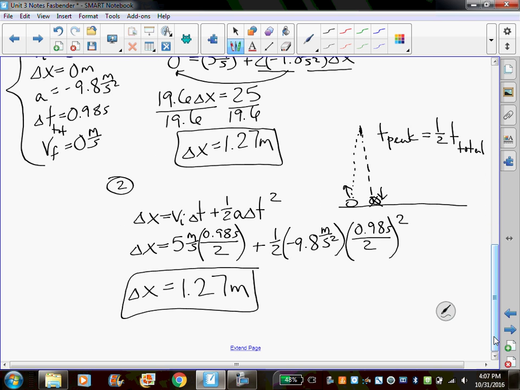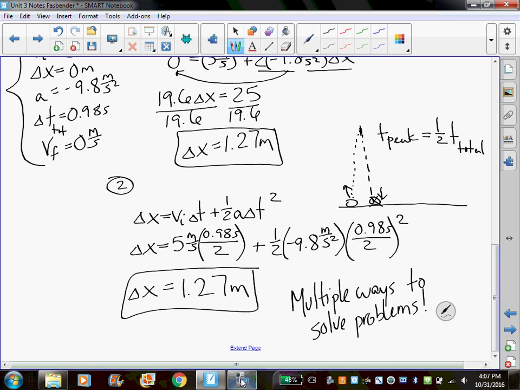That means that there are multiple ways to solve problems, which means that you can really solve these problems in whatever way you feel comfortable, and as long as you have enough information, you should be able to get the answer correct. So good luck solving free fall problems.